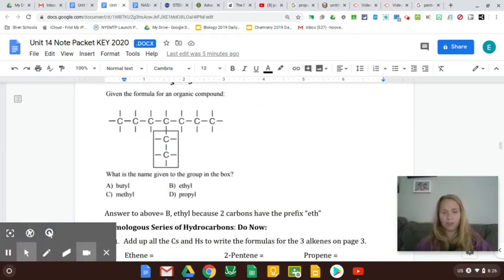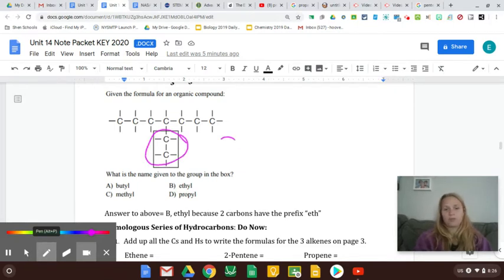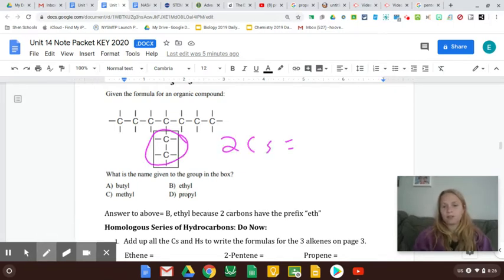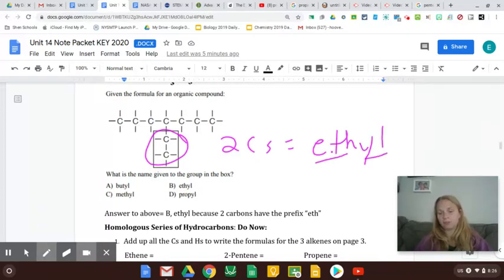Hopefully you might see a question easier like this than drawing the whole thing. It just says, given the formula, what is the name of the group in the box? So we just say, okay, that group is made of 2 C's. 2 in organic chemistry is eth-. And because it's a group, I'll just put ethyl, not ethane. So that's an ethyl group.